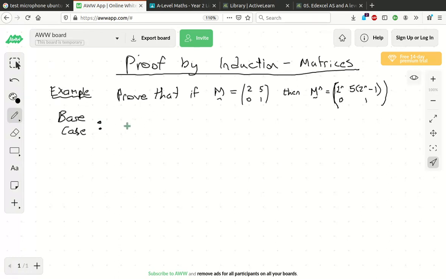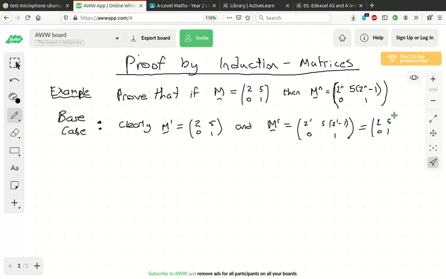M to the power of 1 is 2, 5, 0, 1. We're told that in the question. And according to our result, M to the power of 1 should be 2 to the power of 1, 5 times 2 to the power of 1 minus 1, and then 0 and 1, which naturally I'm just going to write equals 2, 5, 0, 1. And then I'm going to bore the examiner a bit more, saying, hence the result holds in the case where n equals 1. And that is the base case.